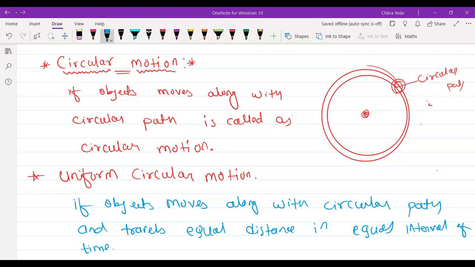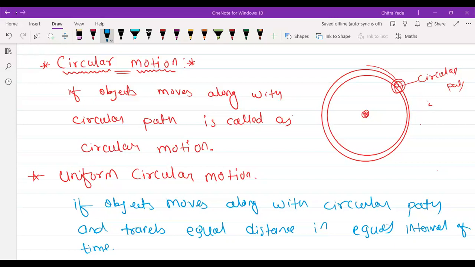Circular motion means the object moves along a circular path. A circular path must have a circumference and a center, right? So if any object is moving along the circular path, that is circular motion. You are just changing position. If the object moves along the circular path and travels equal distance in equal intervals of time, then it is called uniform circular motion. Very easy.